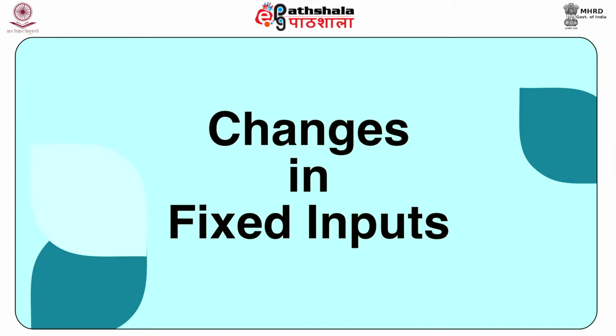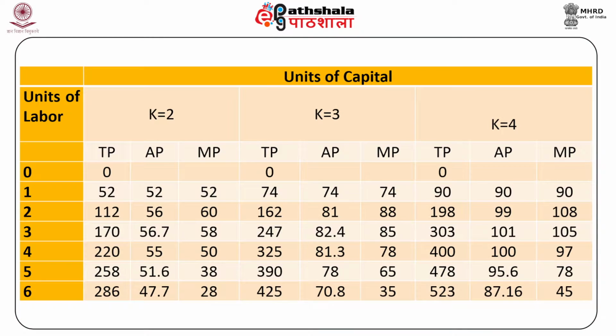Changes in fixed inputs. In the previous modules, we saw that in the short run, fixed inputs do not change along the firm's total product curve. Table 1 gives the short run output level of a firm that uses two inputs, labor and capital, and where the fixed input capital is initially fixed at K star equals 2. However, note that when the amount of capital used is increased, total product increases at each level of labor usage.